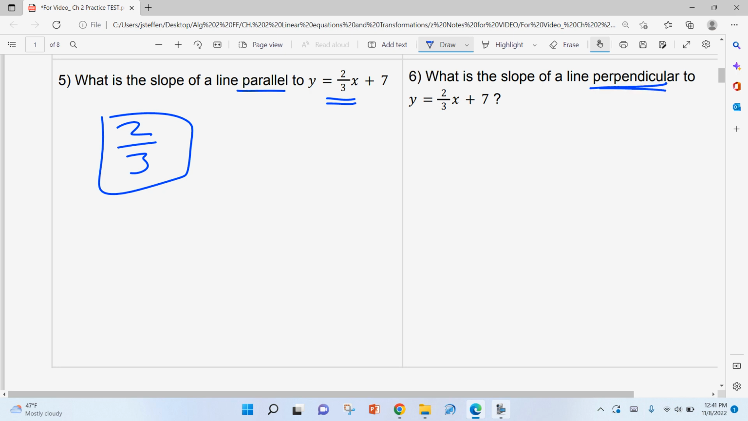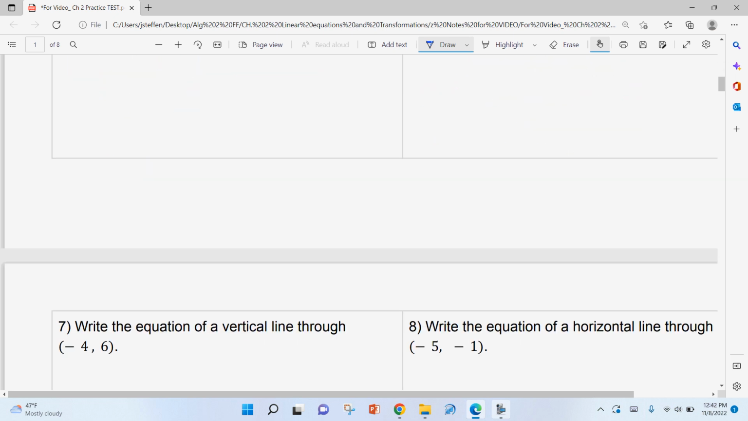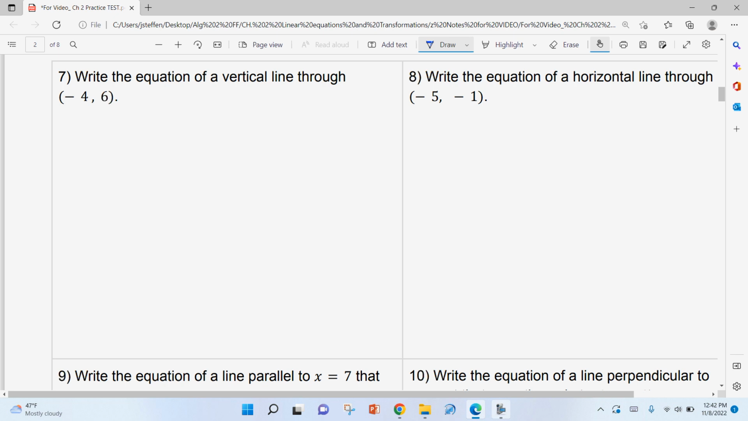Same thing, perpendicular over here. It's the opposite reciprocal. So if this is positive 2 over 3, the opposite reciprocal is negative 3 over 2. Same thing, super quick one, doesn't take very long as long as you know those rules.